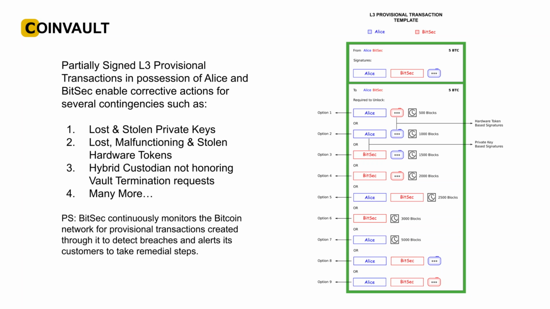Or, Alice can spend from the L3 provisional transaction all by herself, using option 2, and signatures generated using her private key and hardware token, without any dependence on BitSec, as soon as 1,000 blocks are created on the underlying blockchain, after the block confirming the L3 provisional transaction. As we will see shortly, these L3 provisional transactions enable Alice and/or BitSec to recover funds in spite of stolen and/or lost factors such as private keys and hardware tokens.